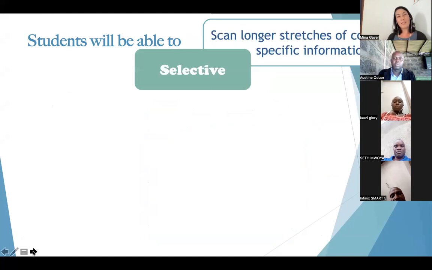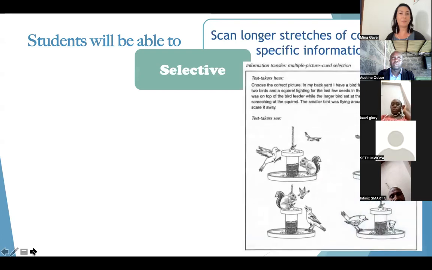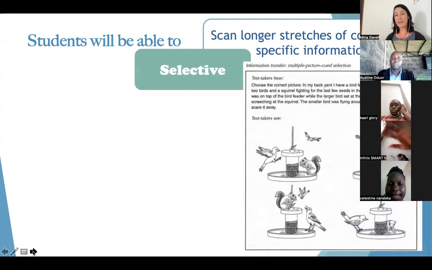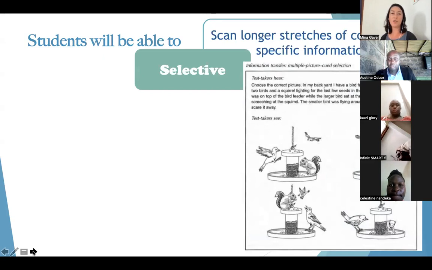The next two types of listening are also functional. So this is selective, where we need to scan a listening passage or a listening text and select specific information. So if we were having a test, this doesn't always need to be done with words, but for example, maybe students would see one of these pictures and they would hear this speech.